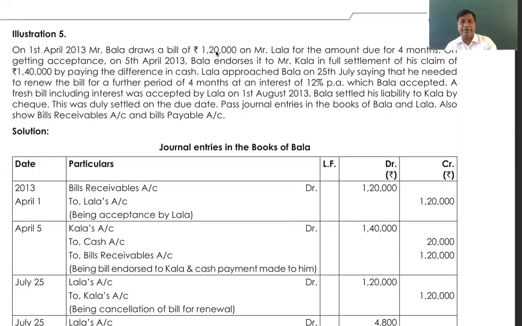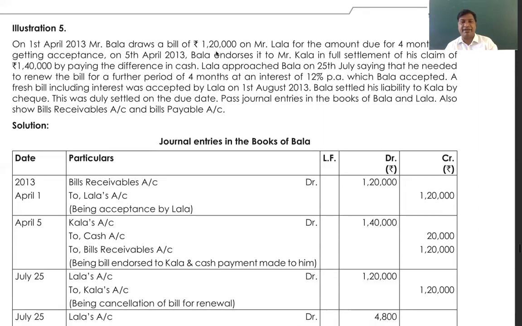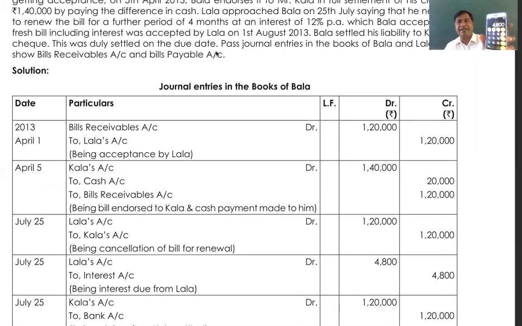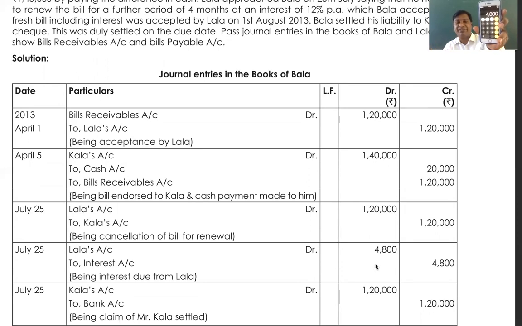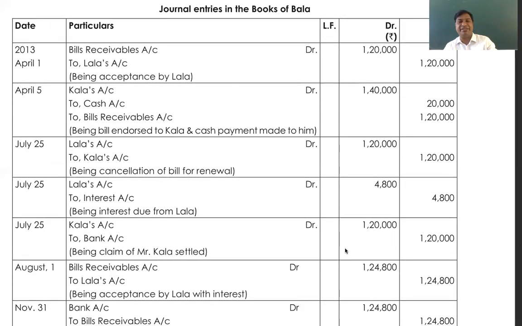Then into 4 months, 4,800. 4,800 is the interest for the extra 4 months that he is requesting. That's an interest. Lala's account debit 4,800 to interest. And together a fresh bill is drawn.